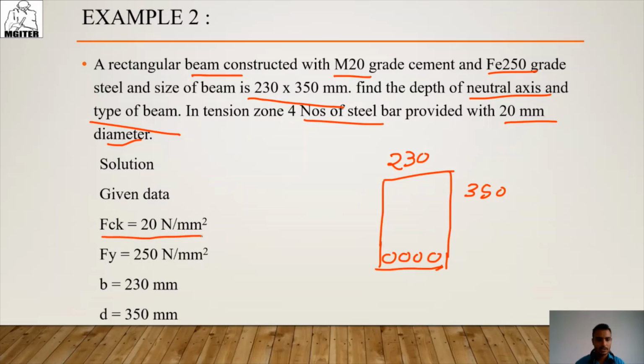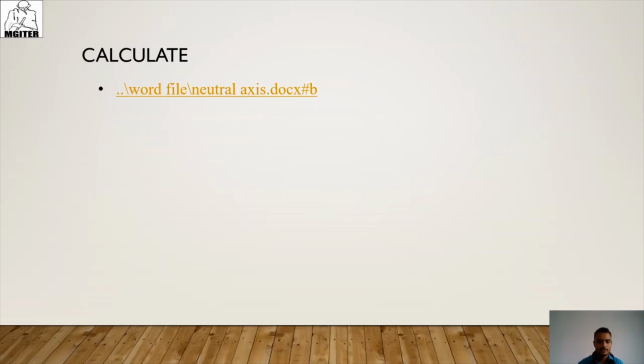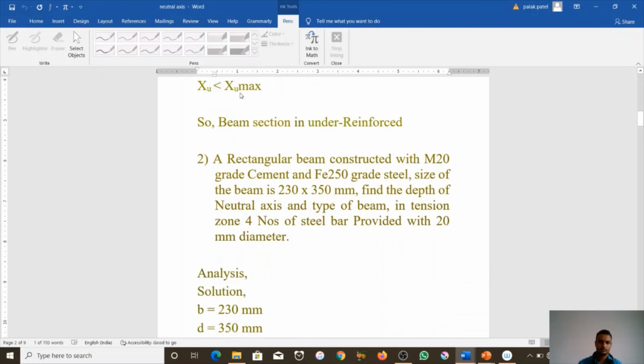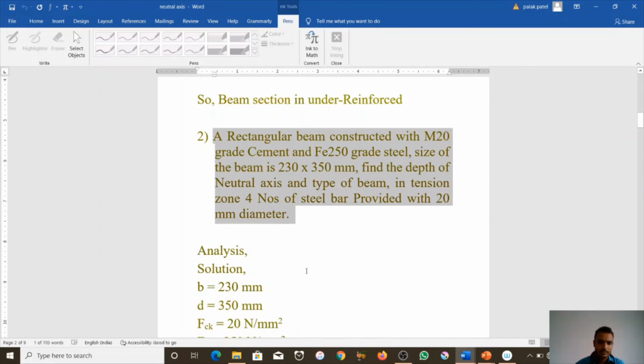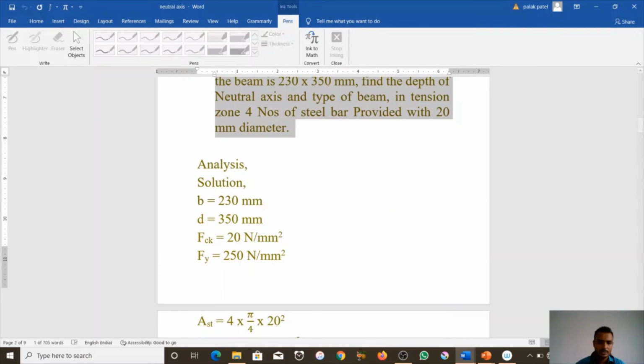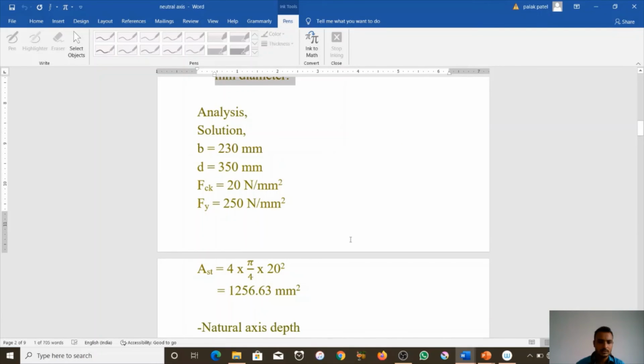Here is the given data. fck 20 Newton per mm square, fy 250 Newton per mm square, B is equal to 230 mm width and depth 350 mm. These are the given data in the example. So let's calculate. Okay, this is the example here. First of all is the given data, we all discussed it.